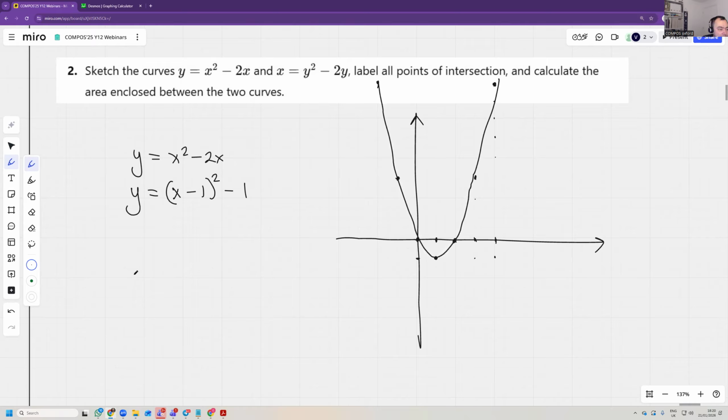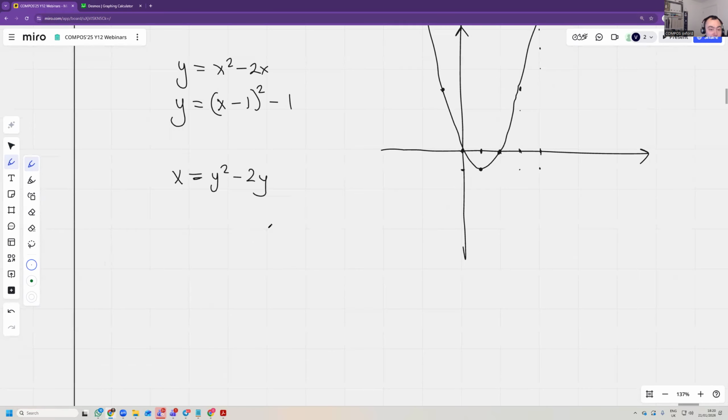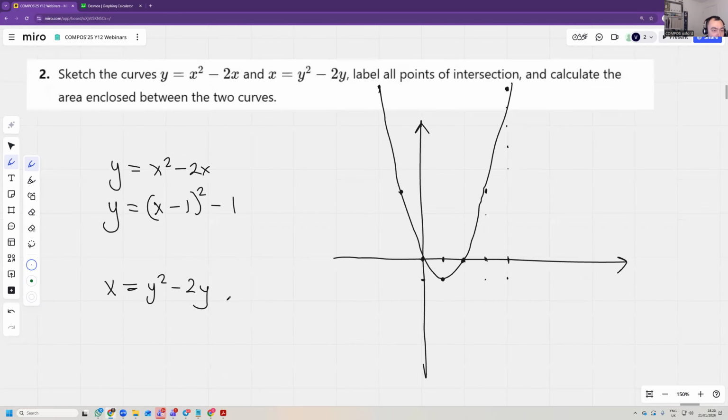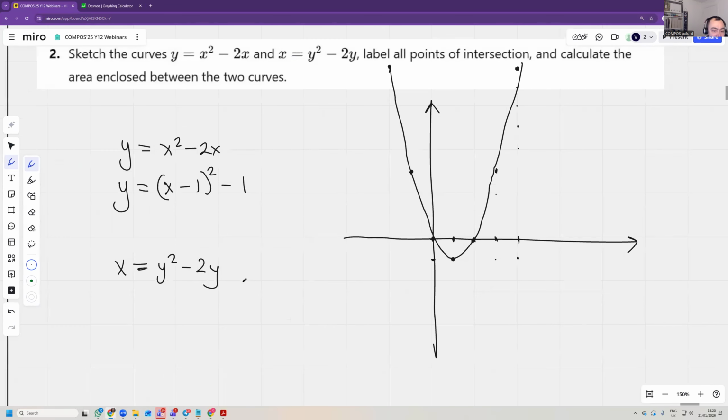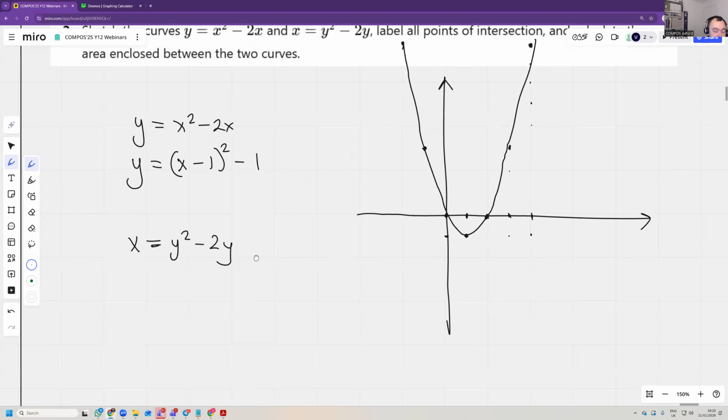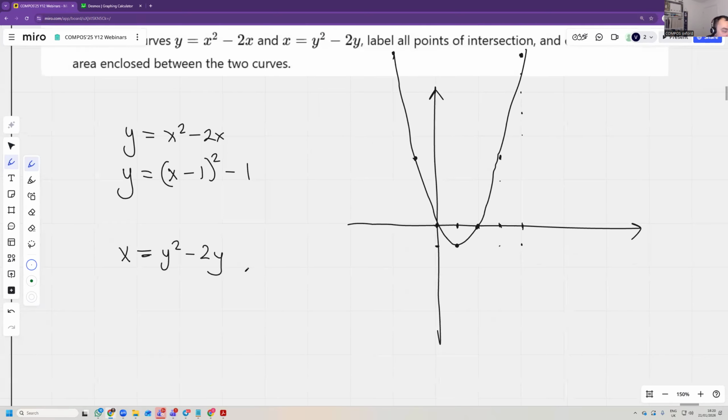All right, for the second one, x is equal to y squared minus 2y. You probably have never seen anything like that before. Now, how on earth do you sketch that? Well, there are different ways to do this. I think the easiest way would be to complete the square again.